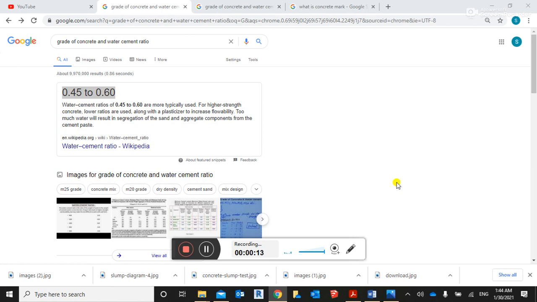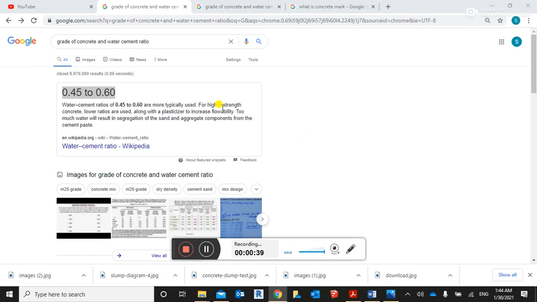Guys, today's topic is about grade of concrete and water cement ratio. First of all, I would like to define the concrete. What is the concrete used in construction industry? It's a mixture of cement, sand, aggregate and water that forms concrete.